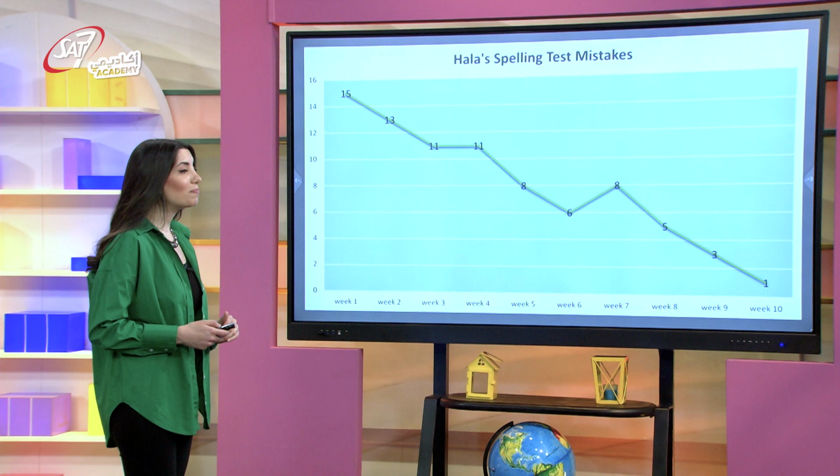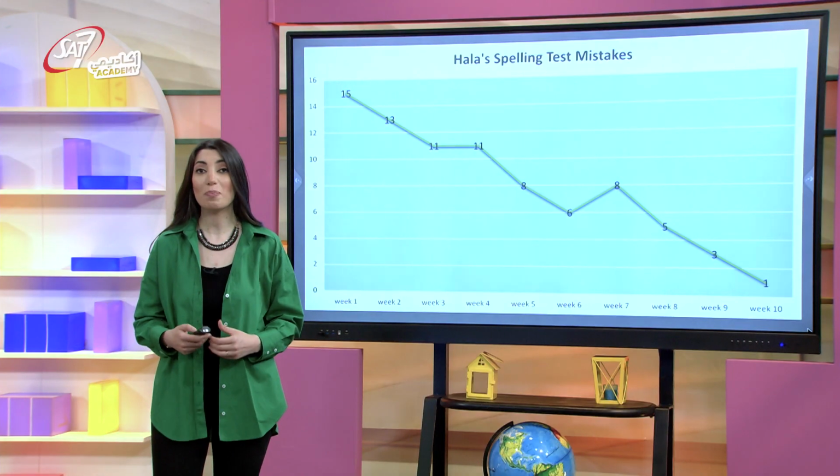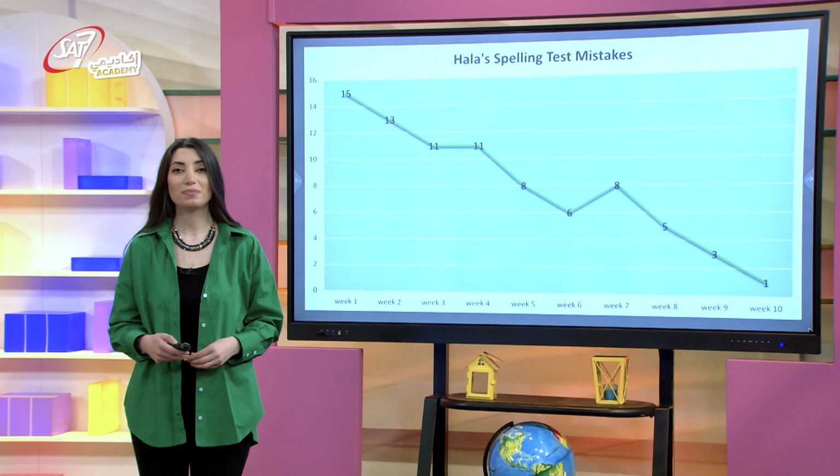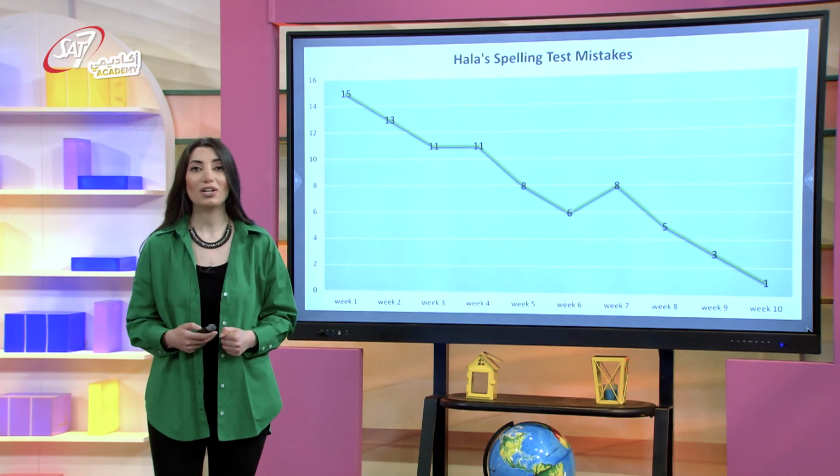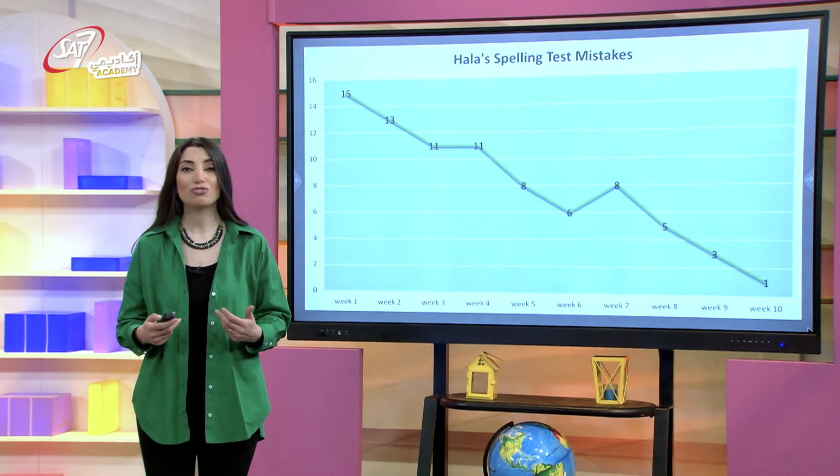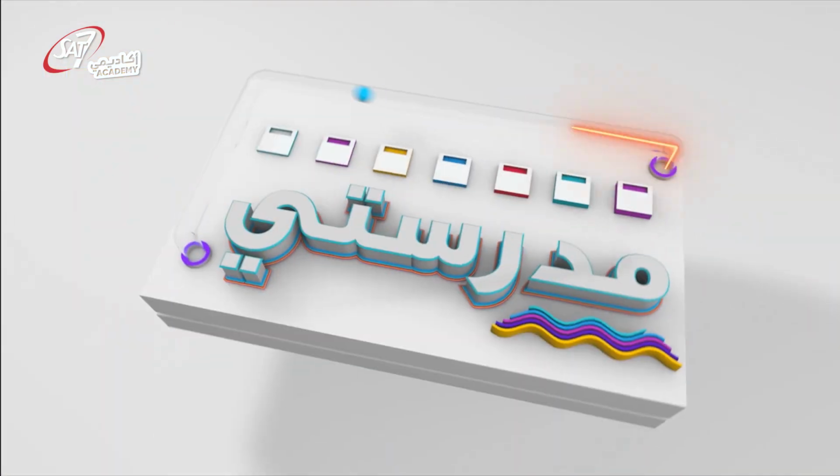I noticed that the line goes downwards. This means Hala's spelling did improve with time and with more practice and reading. Did you come up with your own sentences based on this line graph? Together, we're going to learn how to analyze and draw line graphs.